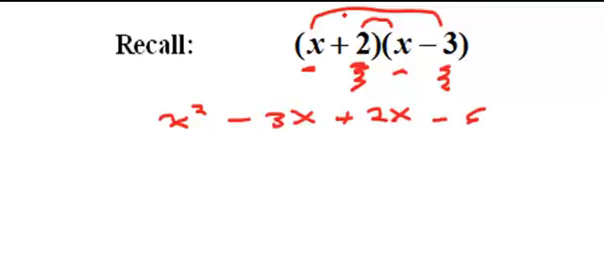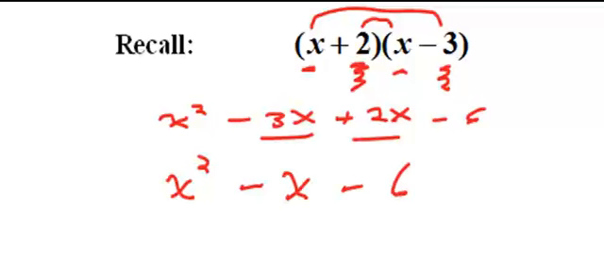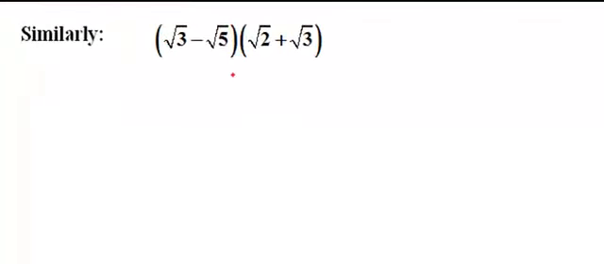Once we have FOILed, we combine our like terms. And generally, that's the two middle terms. So negative 3x plus 2x is negative 1x minus 6.